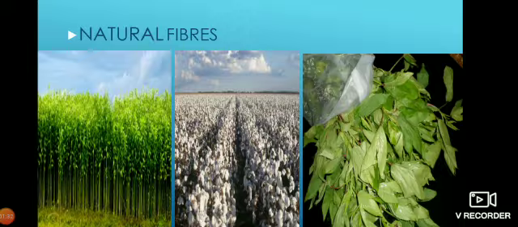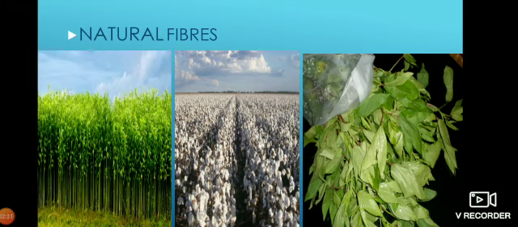Now, these fibers are of two types. One is natural fibers and another one is synthetic fibers. Natural fibers are plant fibers and animal fibers. The fibers which we obtain from plants are called plant fibers, and the fibers which come from animals are called animal fibers. Synthetic fibers are artificially made fibers. Examples are nylon, rayon, polyester, acrylic, like that. Now, in our syllabus, we are having natural fibers.